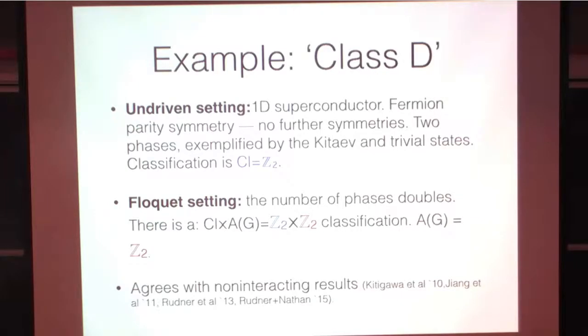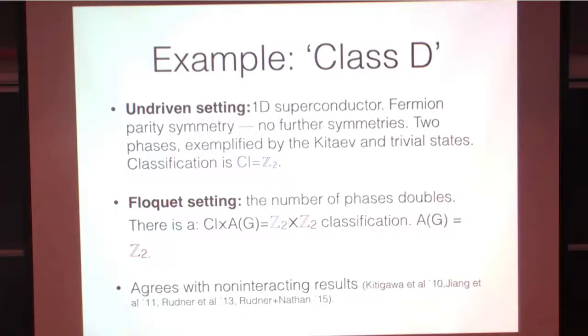When people say class D, what they mean is a 1D superconductor which has no symmetries other than fermion parity symmetry. In the undriven context, such systems have a Z2 classification. So there are two possible types of SPTs with just fermion parity symmetry in 1D, and these are known variously as either the Kitaev chain, that's the one with Majoranas at the end, and just a trivial chain with the on-site chemical potential, that's what we call the trivial state. So there's a Z2 classification in this part. That's what I mean by CL equals Z2.